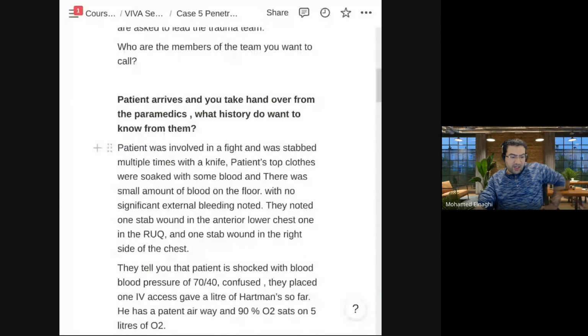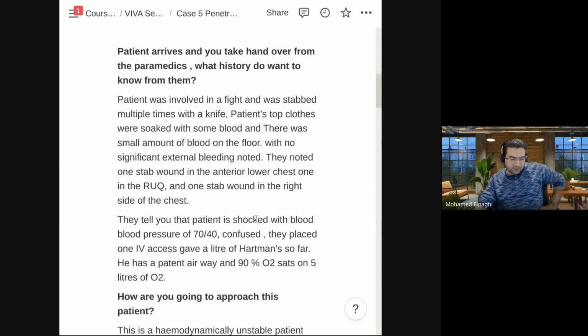They tell you that the patient is shocked with a blood pressure of 70/40. He's confused. They placed one IV access and gave him 1 liter of Hartmann's so far. The patient has a patent airway and an oxygen saturation of 90% on 5 liters of oxygen. So how are you going to proceed from here?